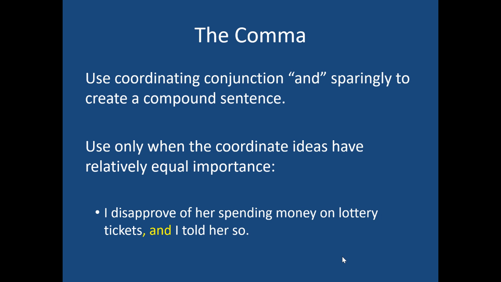So if I said, I disapprove of her spending money on lottery tickets and told her so. In this case, if I want to say that both halves of the sentence are equally important, I might get away with the word and. But typically I try to avoid it in making compound sentences.